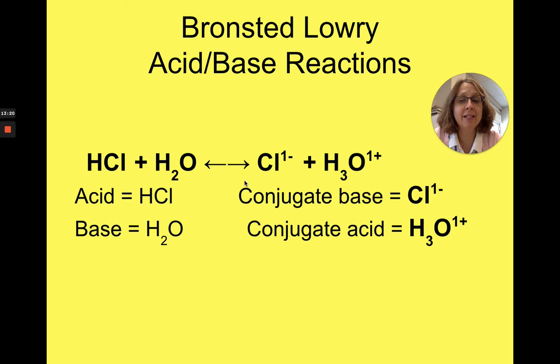So this is the acid. Cl1 minus would be the weak conjugate base. Water is something called amphoteric, and it can act as either an acid or a base. And again, in this case, it's a base because it can accept a hydrogen ion to form this hydronium ion, which is going to make the solution more acidic.